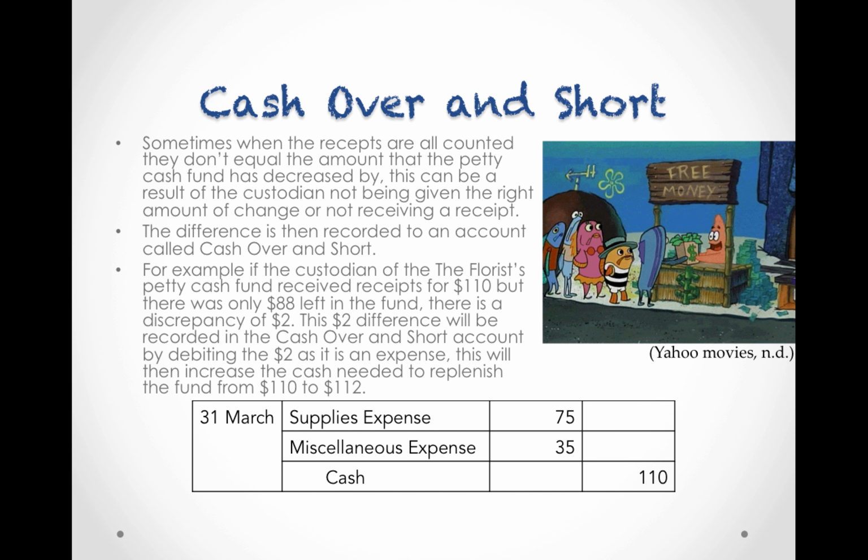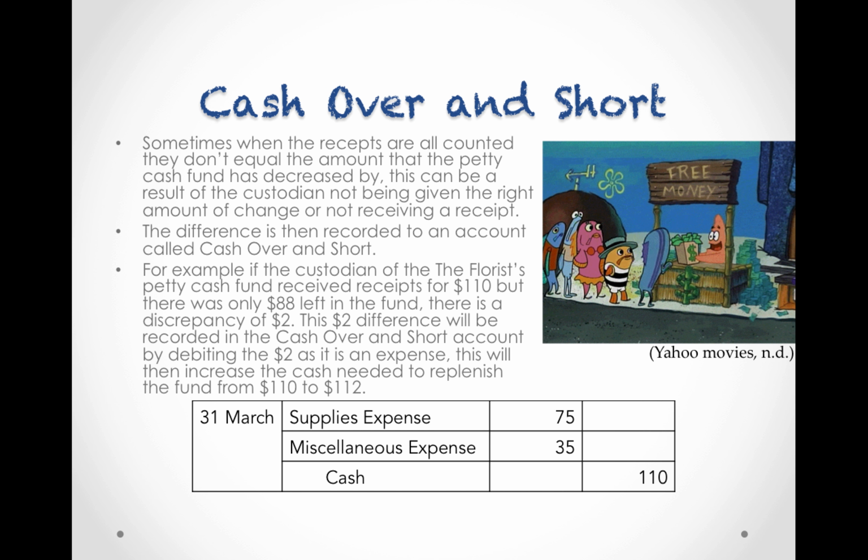So sometimes the receipts don't always equal the amount that the account has decreased by. This can be as a result of the custodian not receiving the right change or not receiving all the proper receipts. If it's not a big difference, it's not really a big worry. So the difference is then recorded in an account called cash over and short.